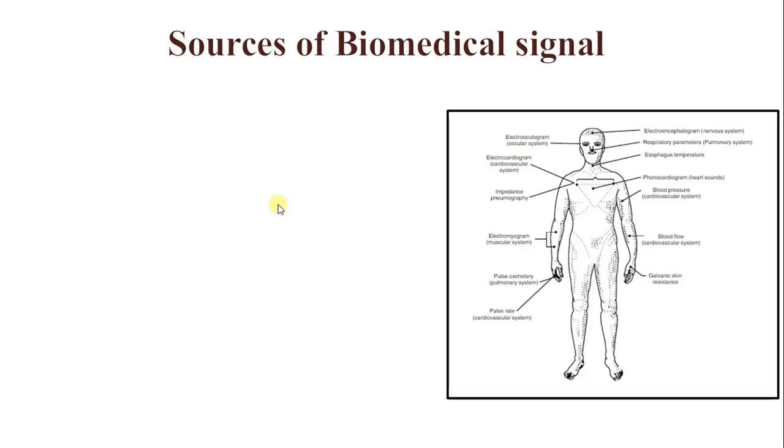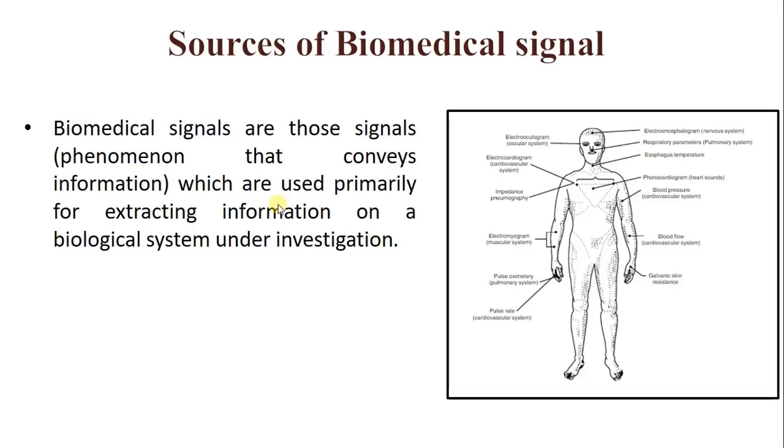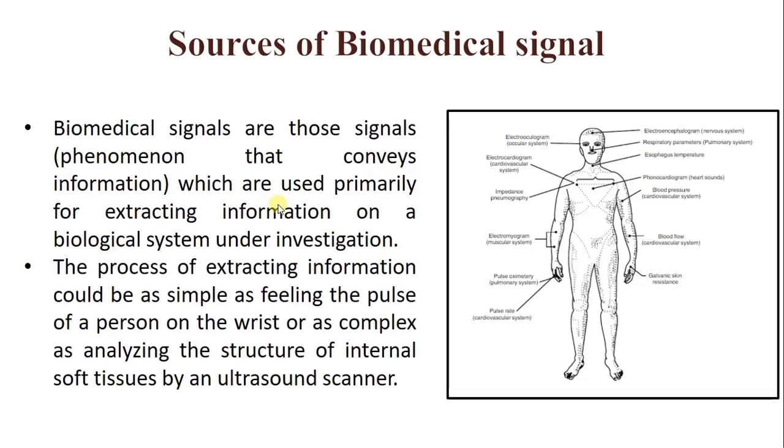Coming to different sources of biomedical signals, we will see the sources in detail. The biosignals are those signals, as I told you, that are used primarily for extracting information on the biological system under investigation. Biosignals convey very useful information related to the phenomena that are happening in the body. The process of extracting information could be as simple as feeling the pulse of a person on the wrist, or as complex as analyzing the structure of internal soft tissues by an ultrasound scanner.